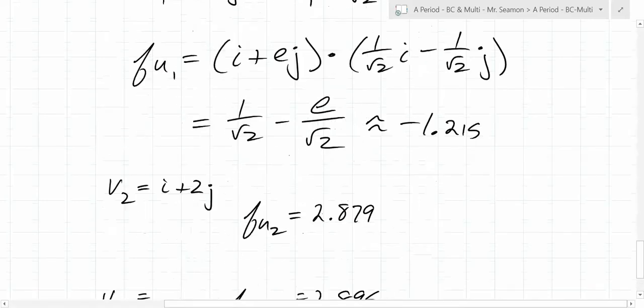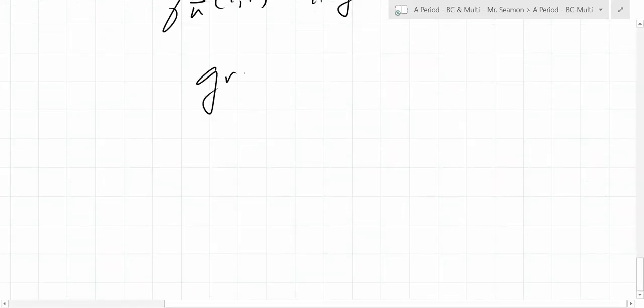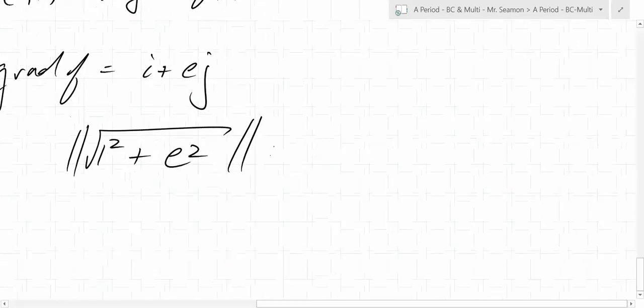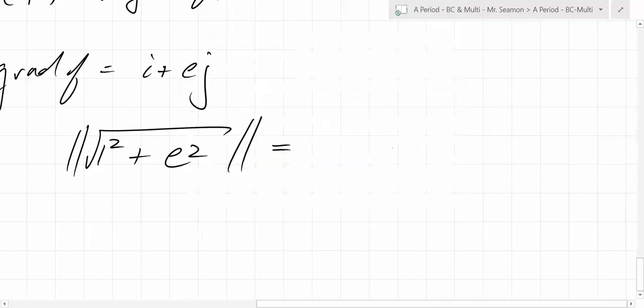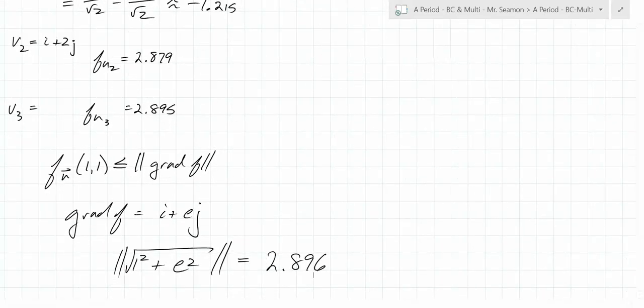And what is it in this case? We know that grad of f is i plus e j, right? So the magnitude of that is going to be the square root of 1 squared plus e squared, right? Can someone do that for me and just tell me what that is? 2.896. So do our answers, are they under that value? Yeah.